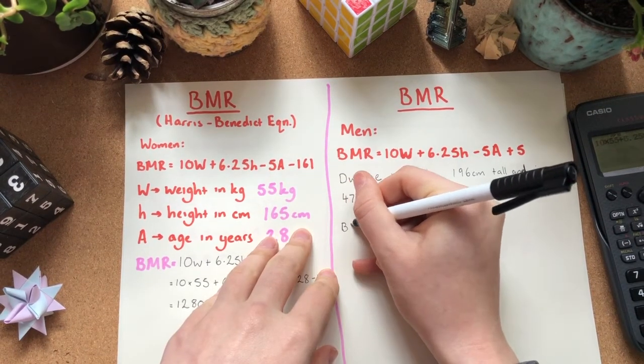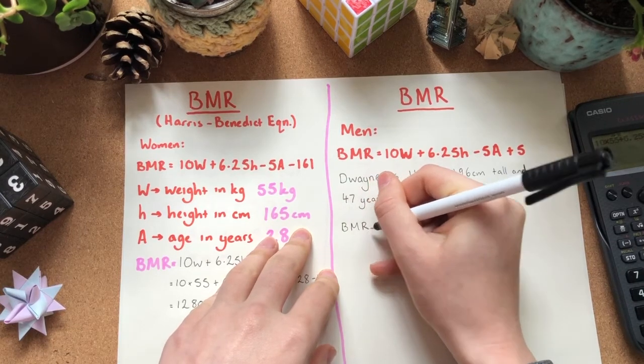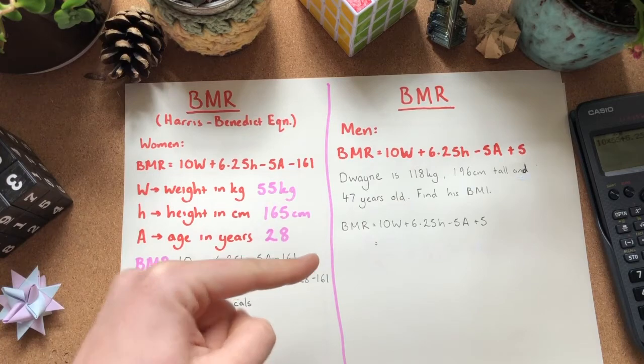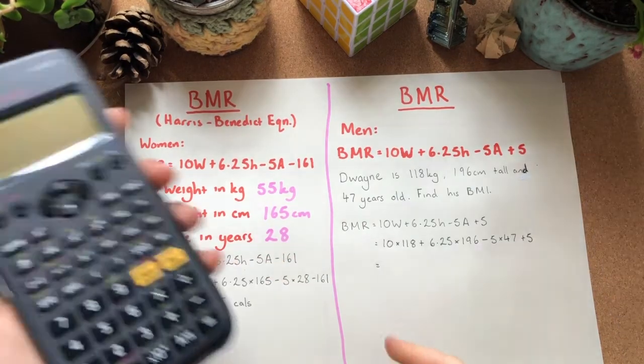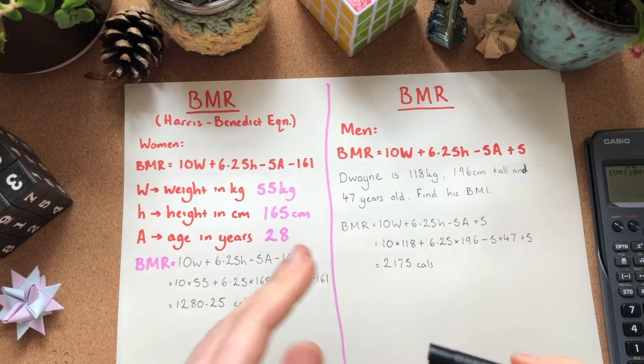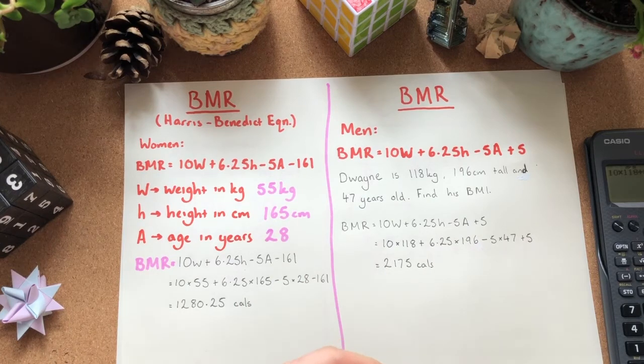Again, I'm going to write out the formula just because I like to have it at the top of my sum. Okay, let's get all of the relevant information in there, remembering to times. Here's our sum, and we get 2,175 calories. So Dwayne "The Rock" Johnson needs to eat nearly double the amount that I do to stay alive and, you know, not gain any weight or lose any weight. Takes a lot to keep those muscles going.